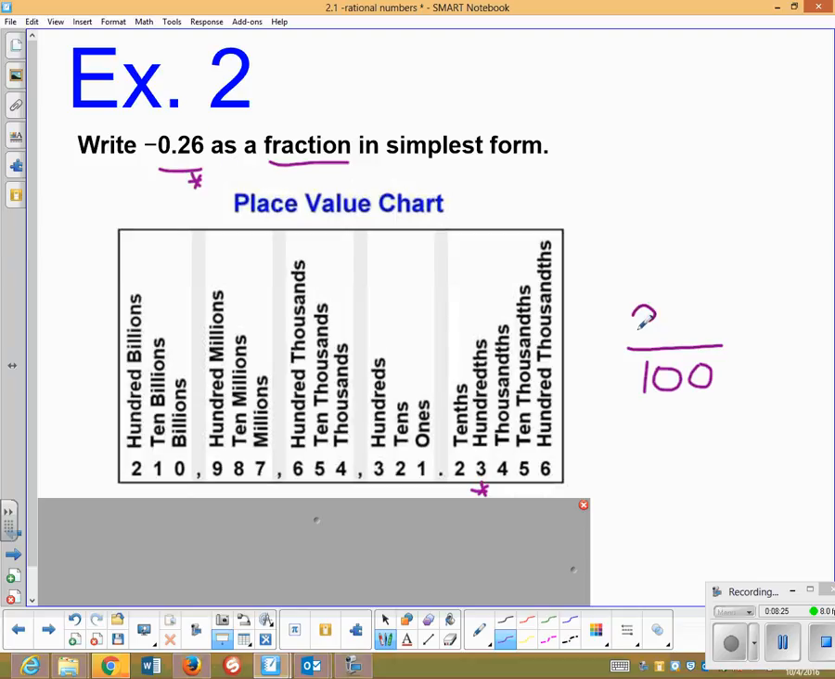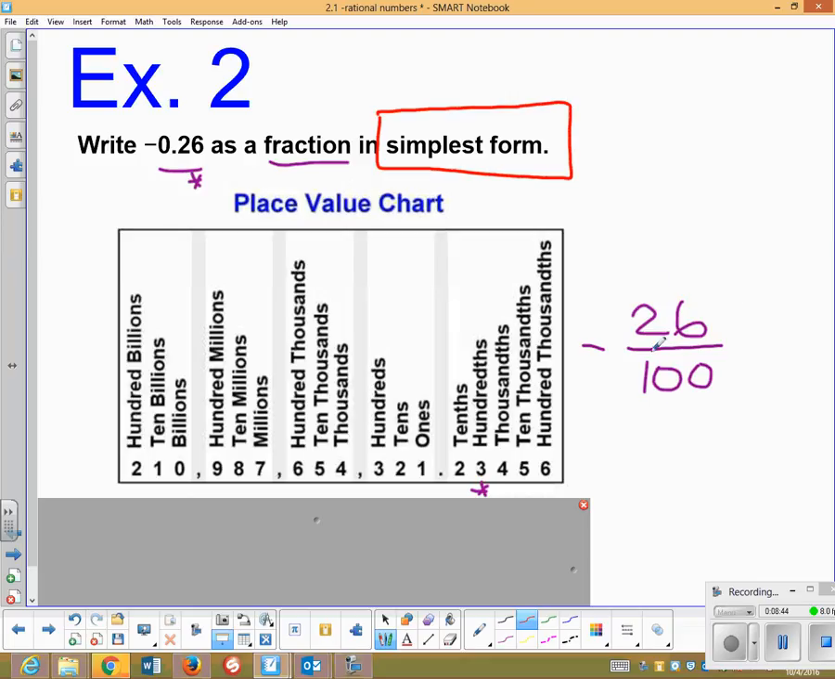It has 26, so I'm going to put 26 here, and that would be my fraction. 26 over 100 is the same as 0.26. Now, since it's a negative here, don't forget to put my negative. Now, one more problem though. We need to make sure that it's in simplest form. Simplest form basically means, is it in the smallest fraction it can be?